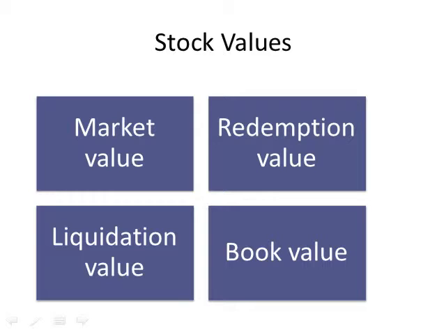The price the corporation agrees to pay for the stock, set when the stock is issued, is called the redemption value. The liquidation value is the amount that a company must pay a preferred stockholder in the event the company liquidates or sells out and goes out of business. And finally, the book value per share of common stock is the amount of owner's equity on the company's books for each share of its stock.